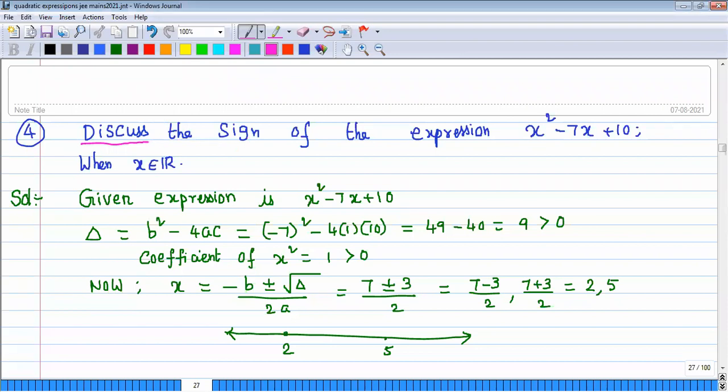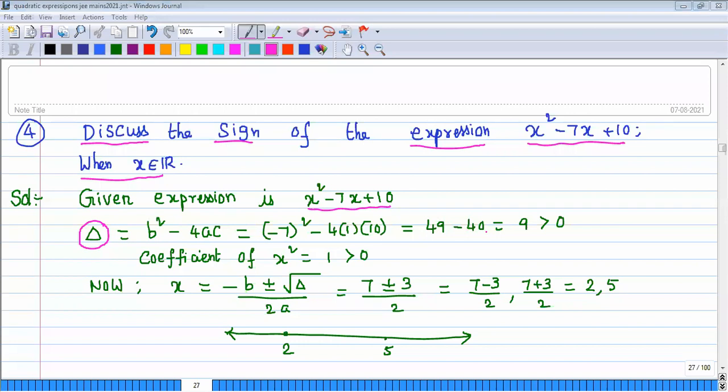Discuss the sign of the expression x square minus 7x plus 10 when x belongs to R. So we are asked to discuss the sign of the expression when x belongs to R. First, the given expression is x square minus 7x plus 10. First, find delta, that is b square minus 4ac. So we have minus 7 square minus 4 into 1 into 10.